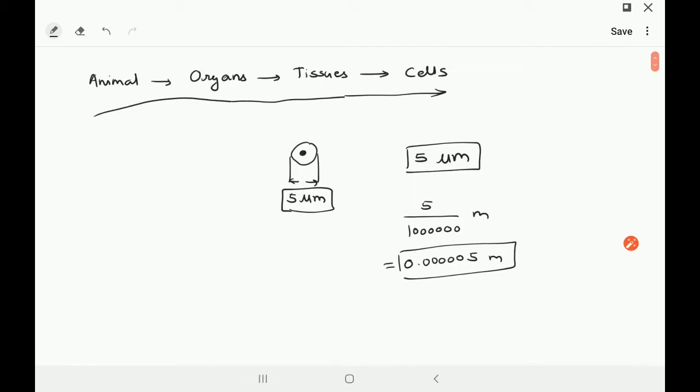Cells are not the same, they are different for different animals. In your own body, the cell of your hand or finger is not the same as the cell of your tongue. The cells in your stomach and intestine are not the same as the cells in the heart. So cells have their own different structures. But what we have done is categorize cells into two major types: eukaryotic cell and prokaryotic cell. So let us understand what we mean by eukaryotic and prokaryotic cell.